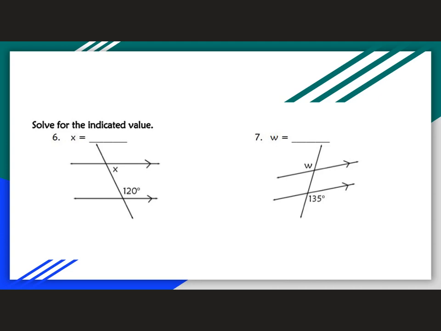For 6 and 7, we're solving for the indicated value. The first thing we want to do is identify what type of angle pair they are. So if I look at 6, these two angles are same side interior, which means they're supplementary, so they add up to be 180. So I would take 180 minus 120, which gives me 60, so x is 60 degrees.